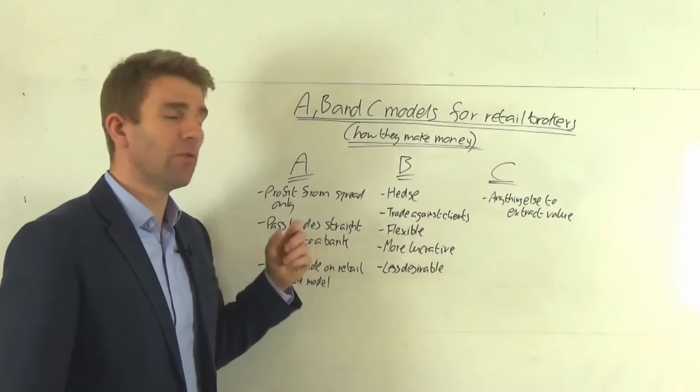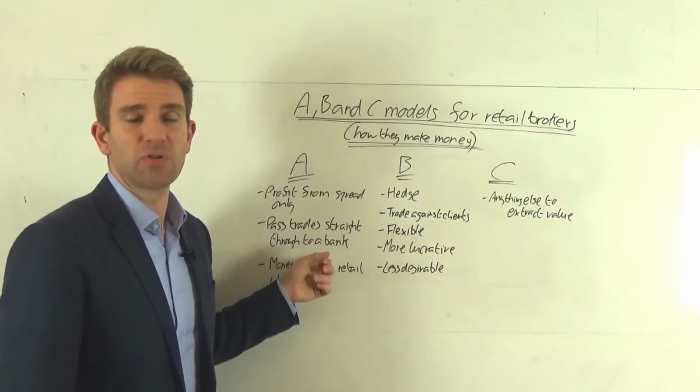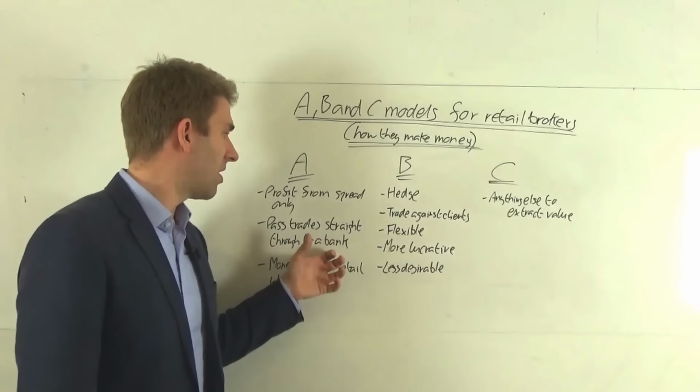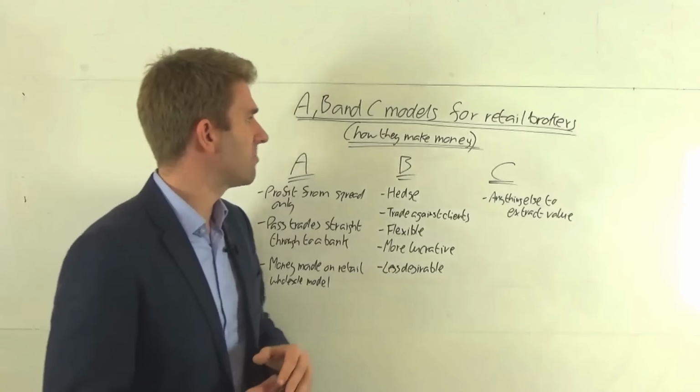This is the most preferable one if you can get it. This is the one which is the most transparent. It's when the broker's on your side. And like I say, InterTrader's one that does that. There are potentially others, but that's a good one. Anyway, guys, A, B, and C models for retail brokers, how they make money.